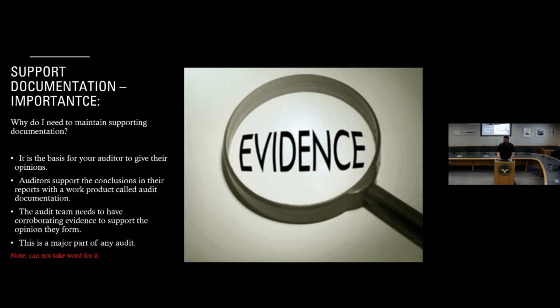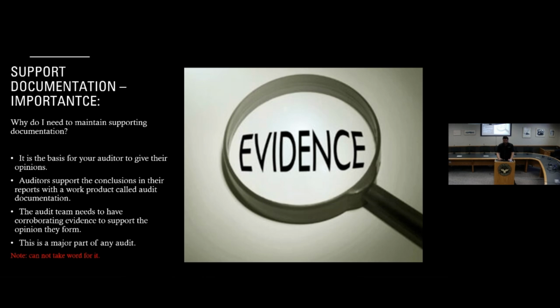So your auditor also needs corroborating evidence to support the opinion they form. Like I said earlier in the example of inventory, we can't just take your word for it. We need to see that corroborating evidence. This is an independent audit, so we need to see that clear-cut evidence of support documentation. And this should be a major part of any audit you have had.